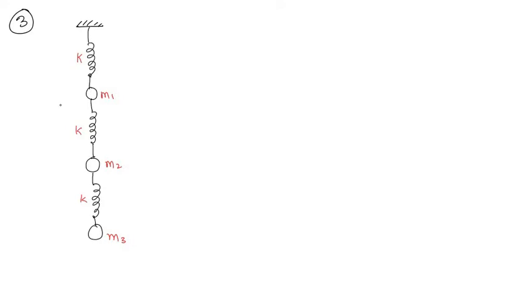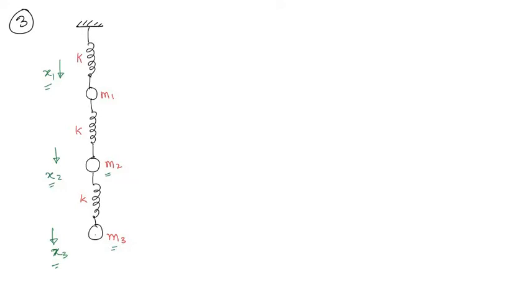Let us assume that the displacement of the first block is x1, the displacement of the second block is x2, and the displacement of the third block is x3 from their mean positions. Initially they were all in their mean positions, and we displaced them in such directions. So block m1 is displaced by distance x1, block m2 by distance x2, and block m3 by distance x3. Okay, so that was the problem.